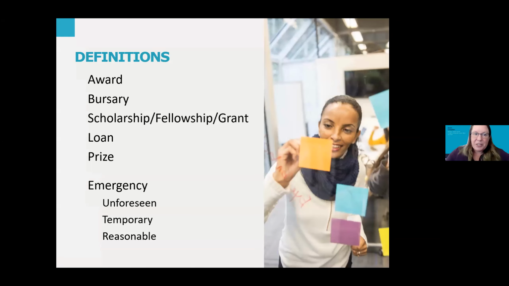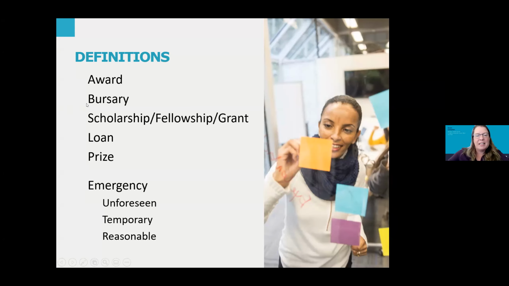And I'm going to start with defining what are the different types of awards we have. So all of these fall under a package called awards. And under that, we have an award. And an award is a non-repayable recognition for achievement of something. It could be grades, it could be leadership or community involvement, or just excelling at something.